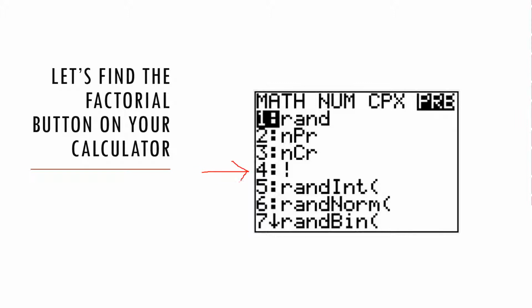And just like I said last time, make sure you type in your number first, and then you look for the factorial button. So the factorial has to go after the number. All right, so if you're doing 5 factorial, you got to put 5 and then factorial. If you do the factorial first and then 5, it's not going to work.